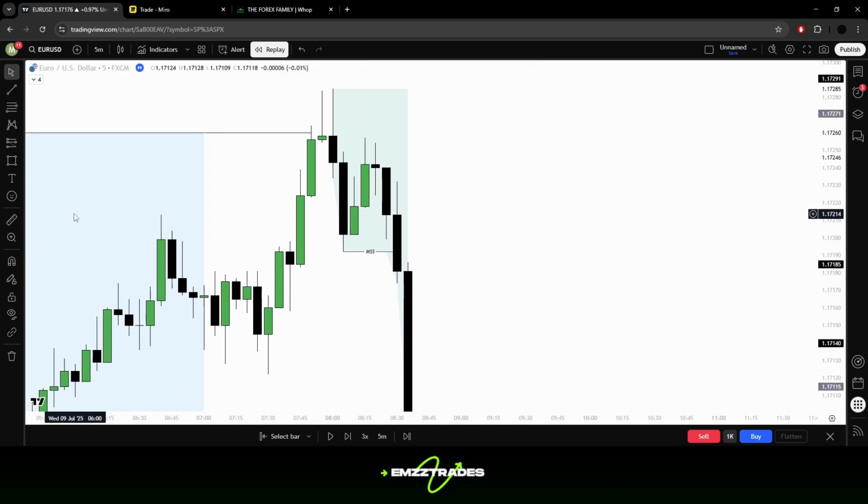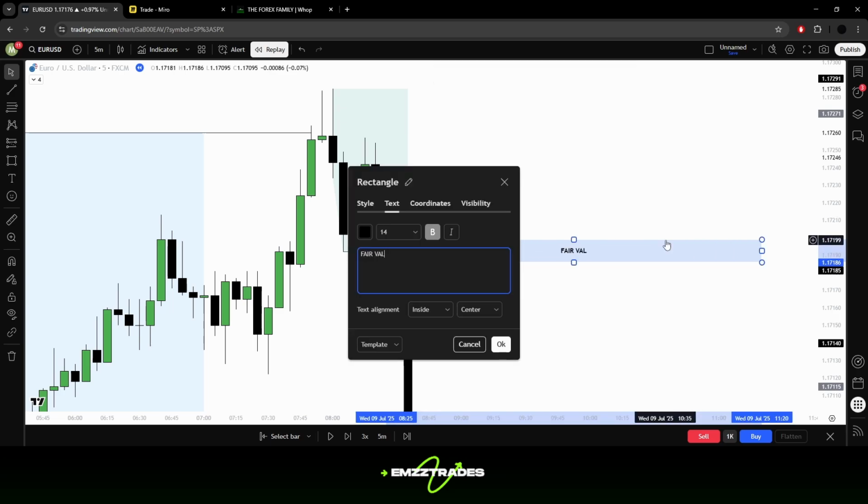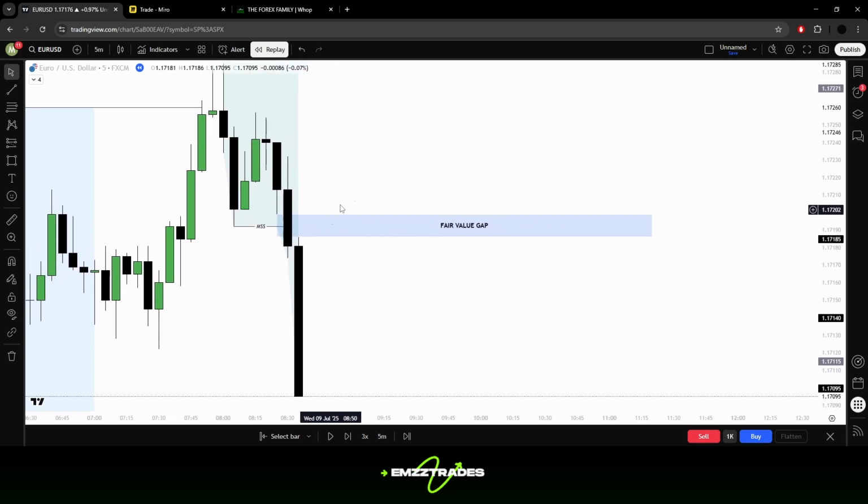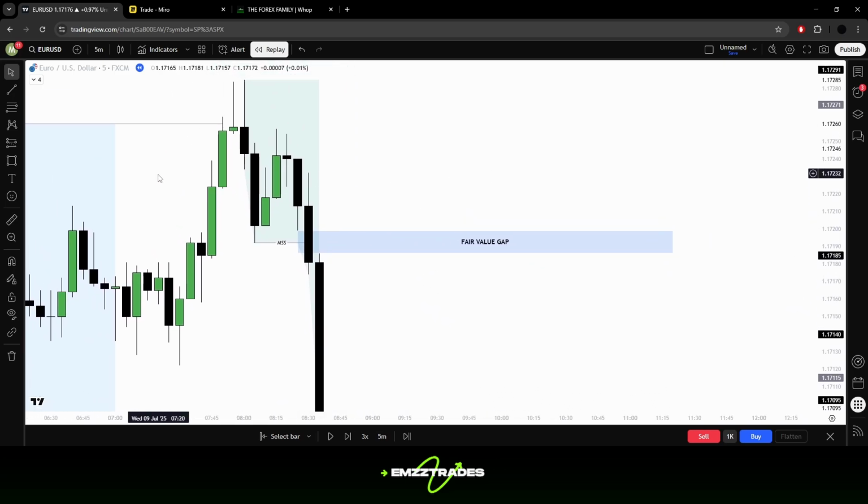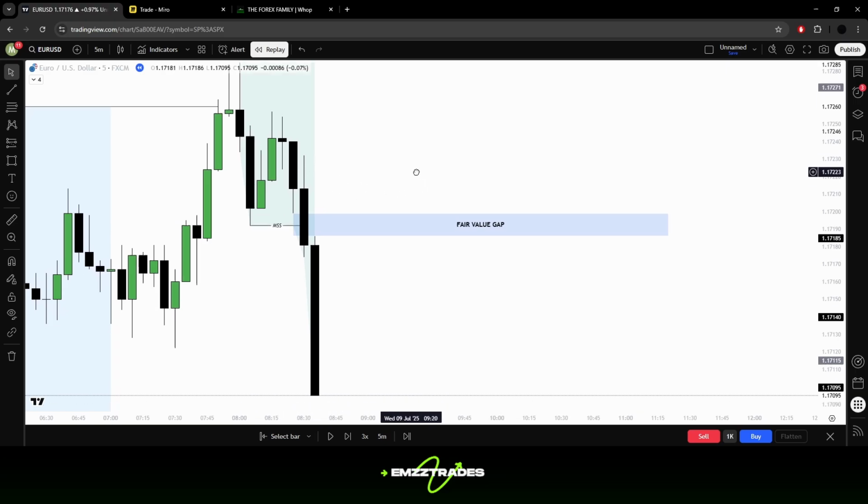As soon as you get the market structure shift, what you're going to do now is mark out your fair value gap. So this is my fair value gap right here. As soon as you get a fair value gap like this, which is slightly thin, what you need to do is place your stop loss a few pips above the first candle of the FVG. I'm going to show you exactly what I mean.